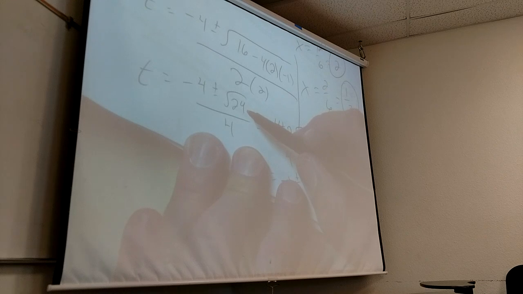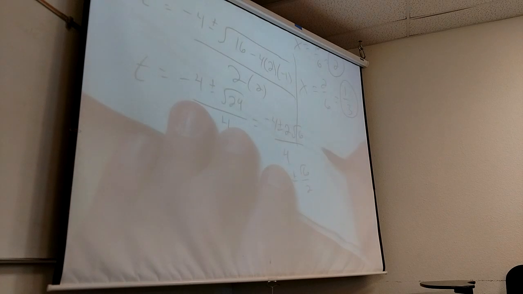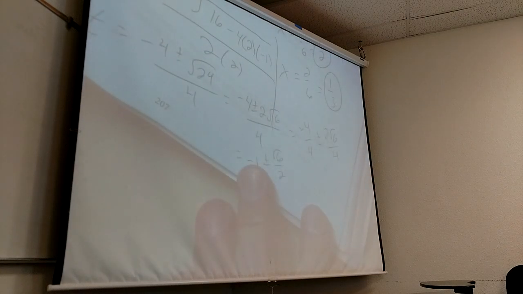24 is 4 times 6, right? So then square root of 24 is square root of 4 times square root of 6. What's the square root of 4? 2. Don't have two of them, cut them in half. Would the 2 just be under the 6 and not the whole thing? Negative 4 divided by 4 is negative 1. 2 over 4 is 1/2 rad 6. Because you can break this up: negative 4 over 4 plus or minus 2 rad 6 over 4. And then you reduce what you can.